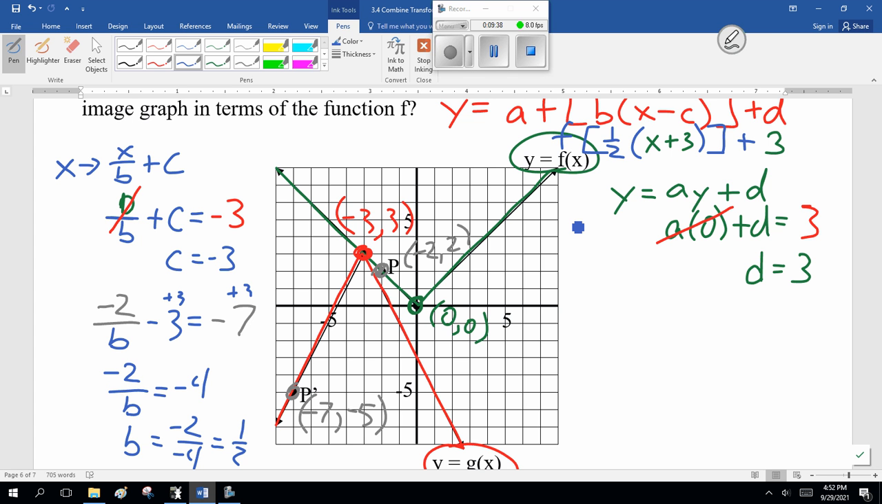Our new y value, a times our original y value of 2. Finding out the letter a, it's not difficult.